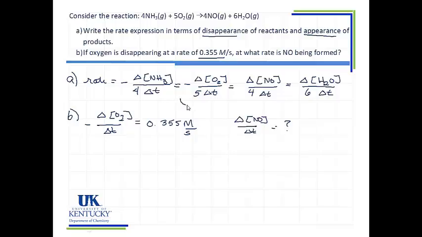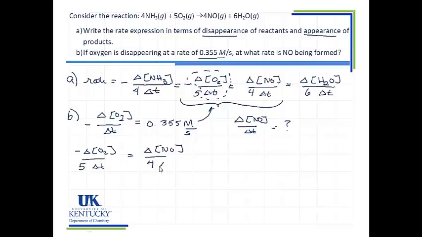We can come up to our rate expression and notice that we have those two pieces in the middle part of this rate expression. We also see that the change in O2 is observed, and I'll put kind of a dash circle around it. We see it observed right there, and this is the value that they gave for us. So I'm going to write down this expression: minus the change in concentration of O2 divided by 5 delta T is equal to the change in concentration of NO divided by 4 delta T.